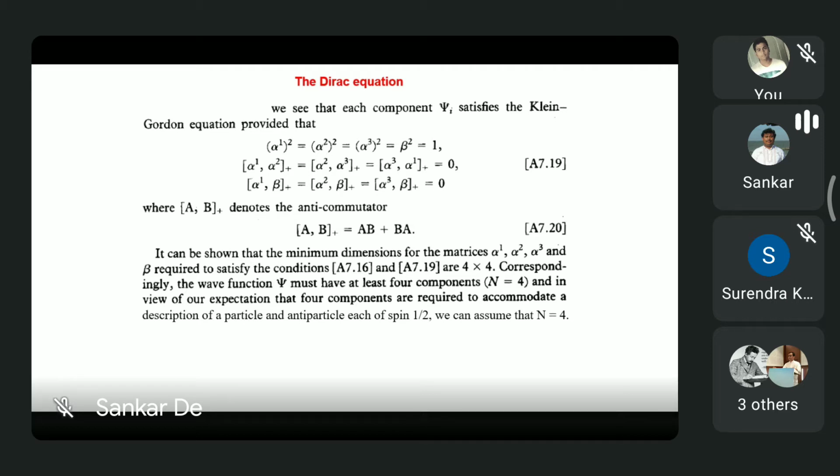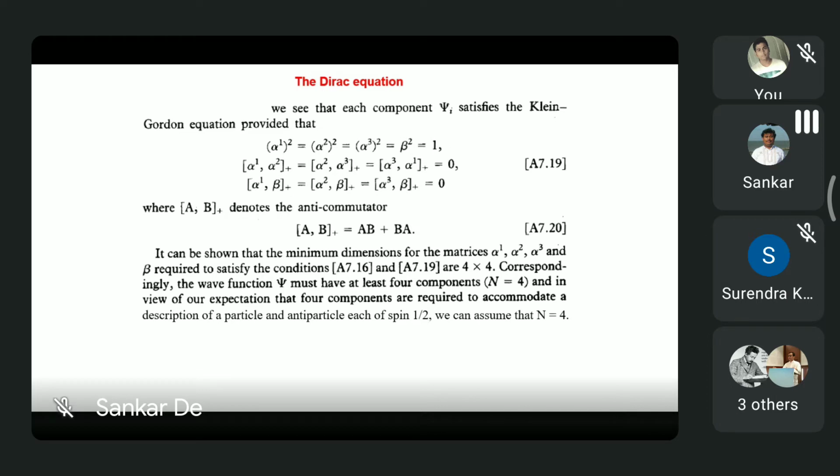And then we found out that to satisfy the Klein-Gordon equation or the Dirac equation, these matrices have to be of the order of 4 by 4. So n equal to 4 is the least matrix dimension that we should have, which also satisfies the 4 spin components, or the components of the spin that we have defined from this Dirac equation.